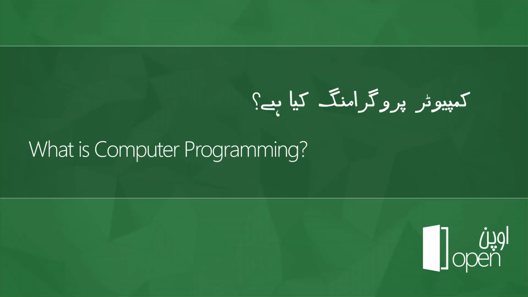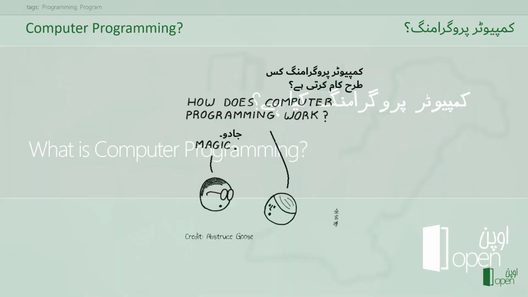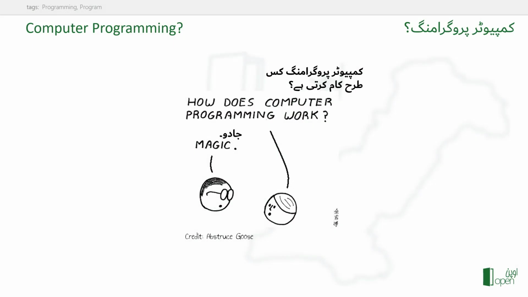What is computer programming? Computer programming is explained as magic in the comic strip on your screens. It does seem like magic at times, but trust me, computer programming is much simpler than magic.